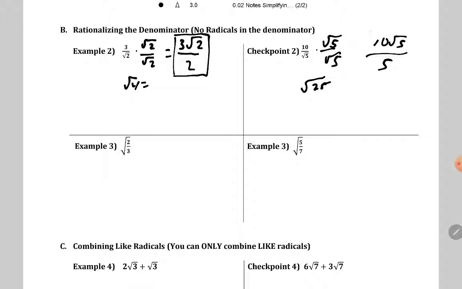But I'm not done yet because I have 10 times the square root of 5 up top, and then we're dividing by 5. These can be reduced. So 5 goes into 10 2 times, and then we still have that square root of 5 left over. But on the bottom, it can become 1. So your answer is 2 square roots of 5.